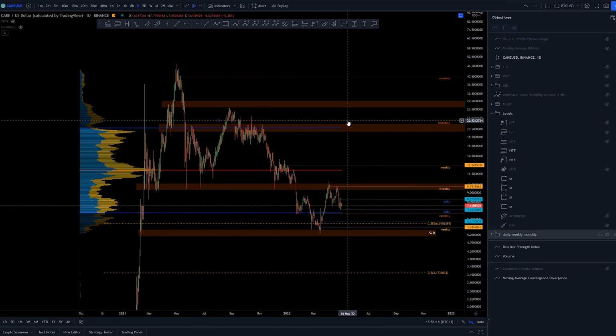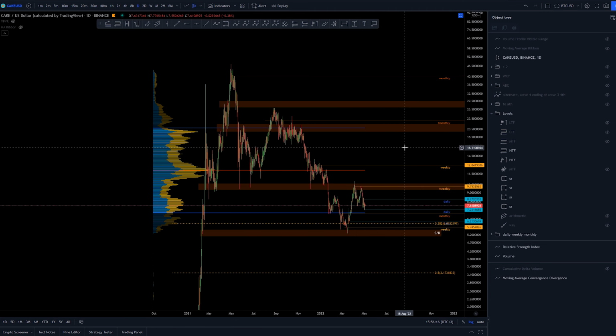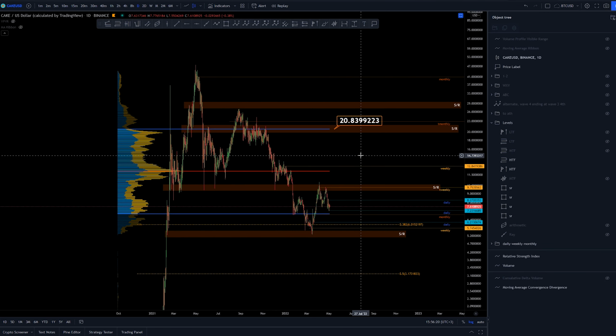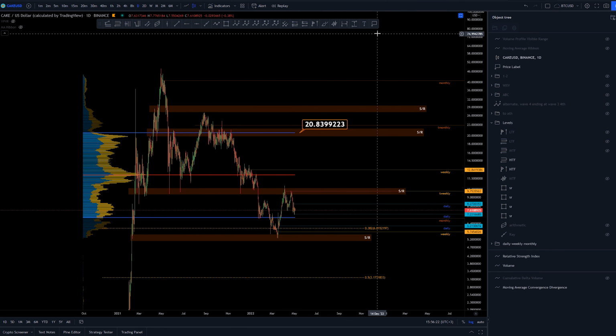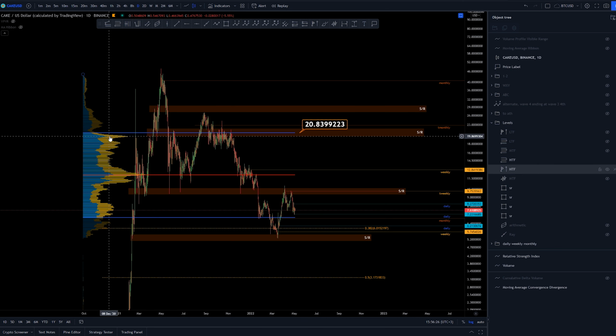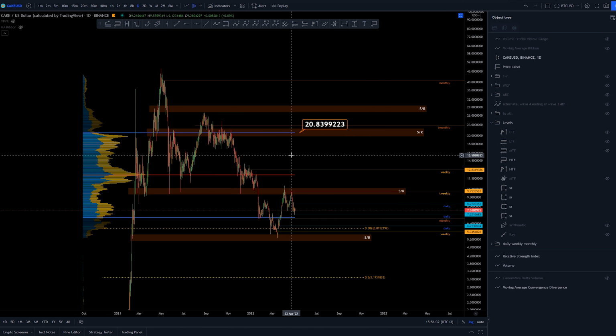We got a tapped monthly up here with an established support and resistance area. So we're going to label this as such. Most likely going to be some kind of resistance here. We got a high value area node of volume here as well. So good area for resistance.